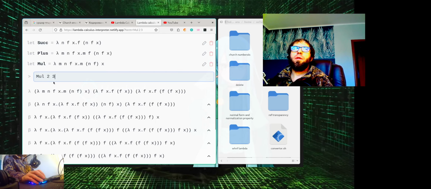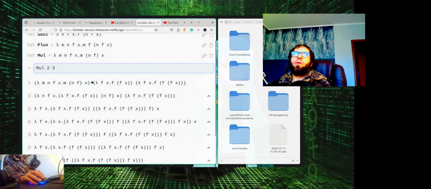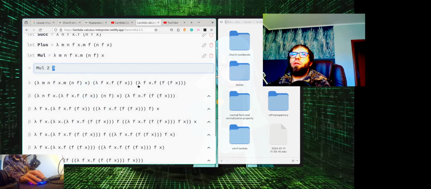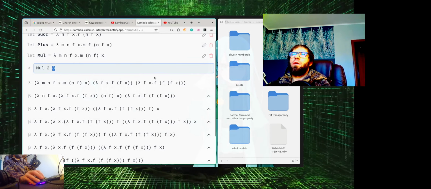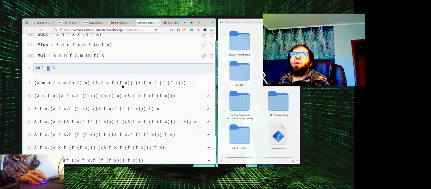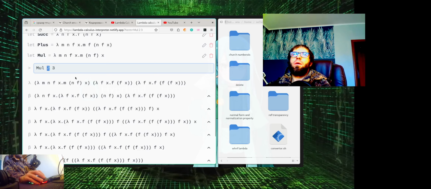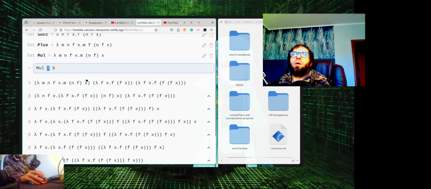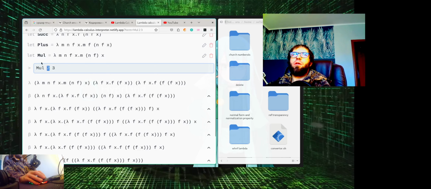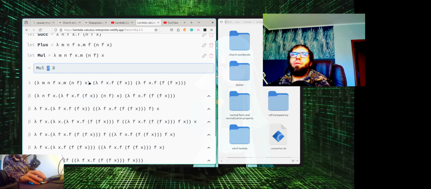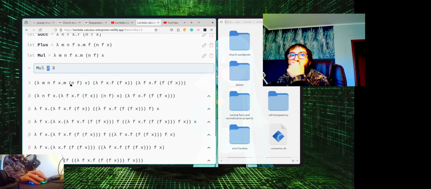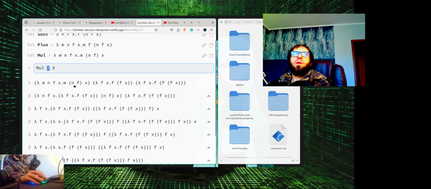And what actually has happened? At first we can see that our 3 is encoded as expected as this Church numeral, and our 2 is encoded as this Church numeral, and they have this body of our lambda function, of our multiplication function. Actually, this is this body. After this, they do the first beta reduction.